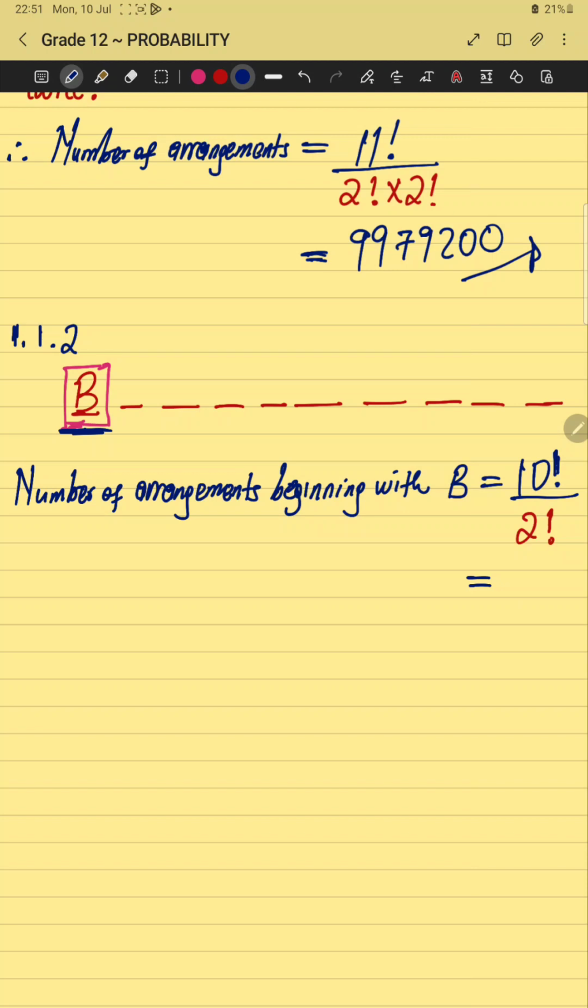You can just use a calculator. So I'm going to get the answer 18,14400. So that is the answer. And then now let's move on to the next question.